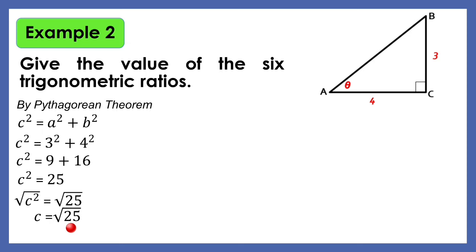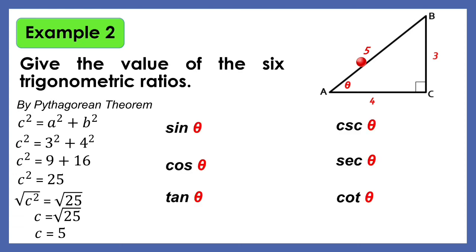Anong square root ng 25? That is 5. So, c is equal to 5. Therefore, ang measure ng ating hypotenuse now is 5. Yan. Kumpleto na yung ating mga sides. Measure ng sides. Let us now solve the 6 trigonometric ratios.